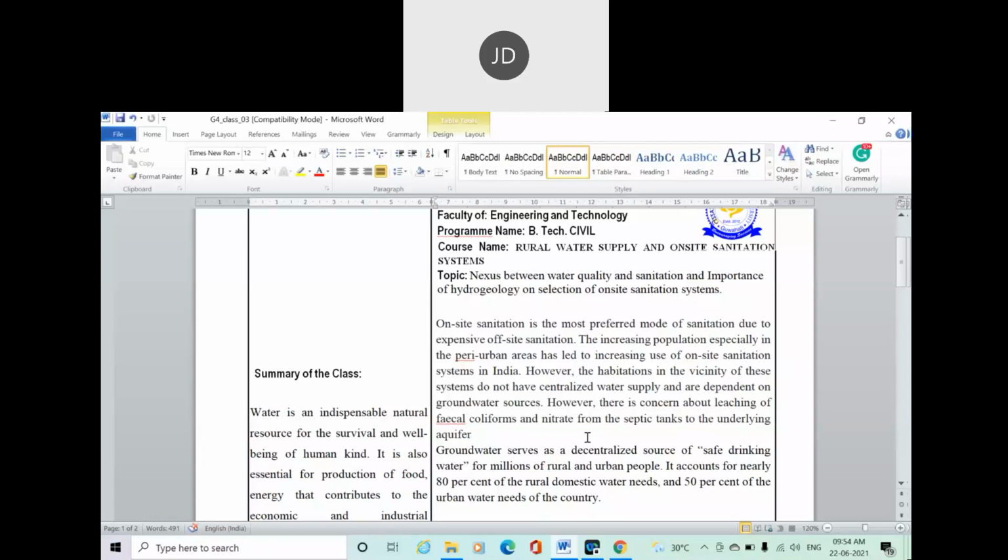This is a very important point to consider when adopting a particular technique under an on-site sanitation system. Adopting an on-site sanitation system depends on various aspects like the presence of groundwater, the depth of the groundwater level, the locally available materials, and the number of people that will be connected with this particular technique. This also matters. Clear?